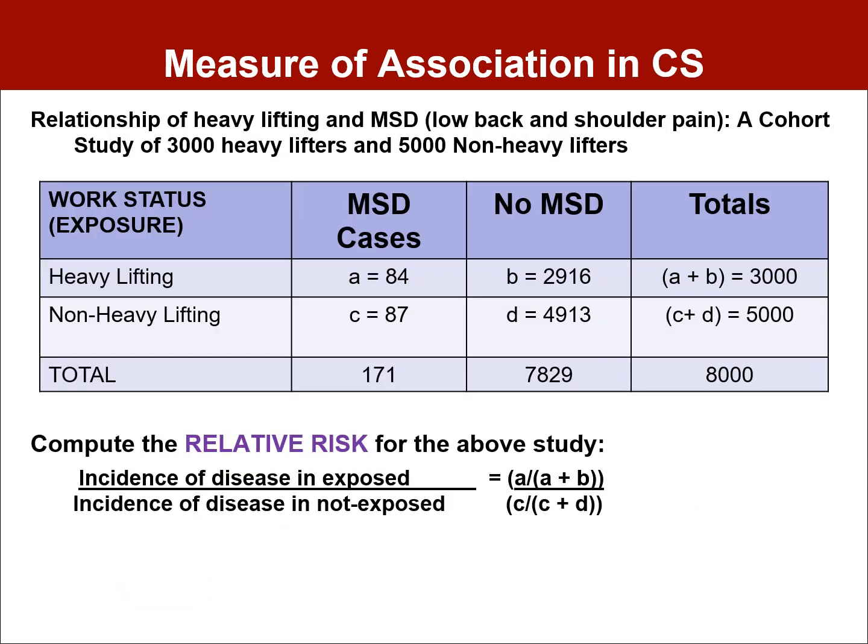This is another example here. Again, it's similar to what I did for the case control studies, only that in this case I'm saying it's a cohort study of 3,000 heavy lifters and 5,000 non-heavy lifters. So as you can see, the sample size in this scenario is a lot bigger, and I already set this up for you. So now take your time and compute the relative risk, and you can also go the extra step to estimate the attributable risk if you believe there's enough information in the scenario you've been given.